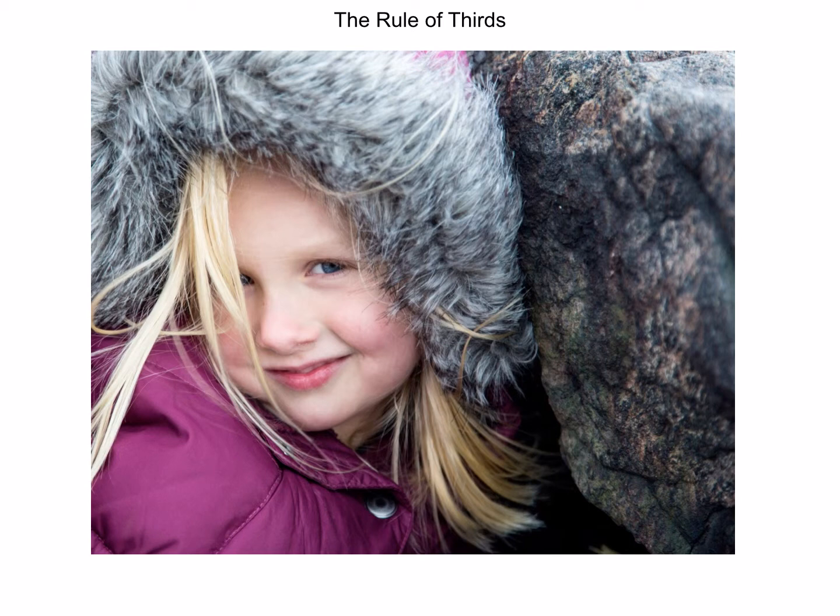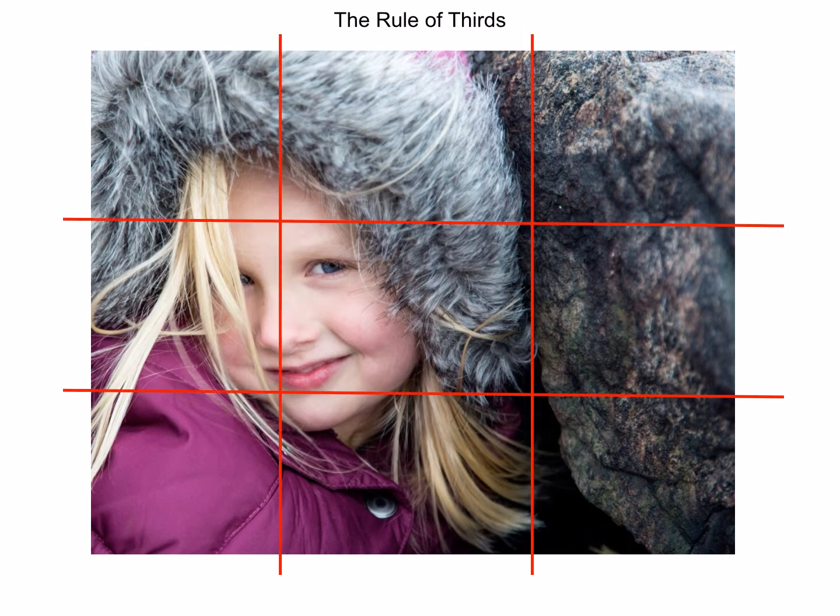So in this case, this girl, what draws the viewer in, I would argue, are her right eye and her wisp of blonde hair. If you look at the rule of thirds, which is this grid with 4 lines, the most interesting aspects of the photograph fall on that left vertical red line.